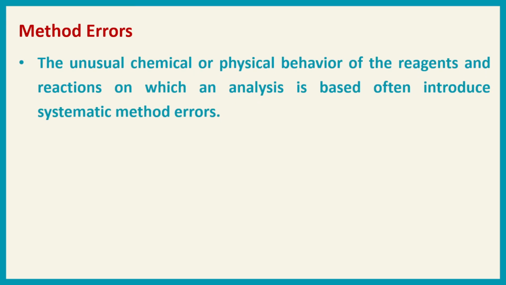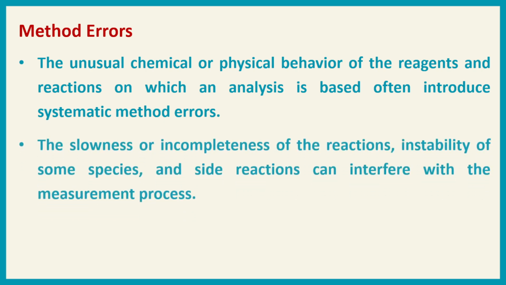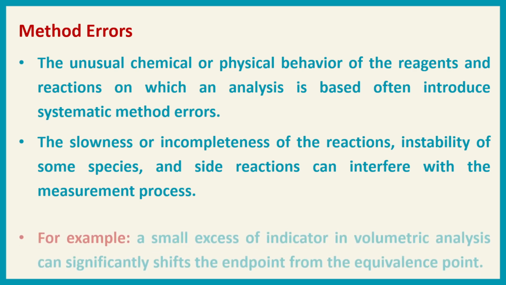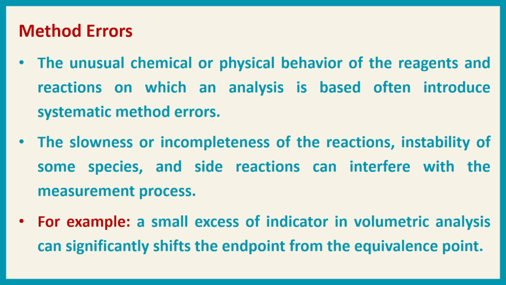Method error. The unusual chemical or physical behavior of the reagent and reaction on which an analysis is based often introduces systematic method errors. The slowness or incompleteness of the reaction, instability of some species and side reactions can interfere with the measurement process. For example, an excess of a small indicator in volumetric analysis can significantly shift the endpoint from the equivalence point.